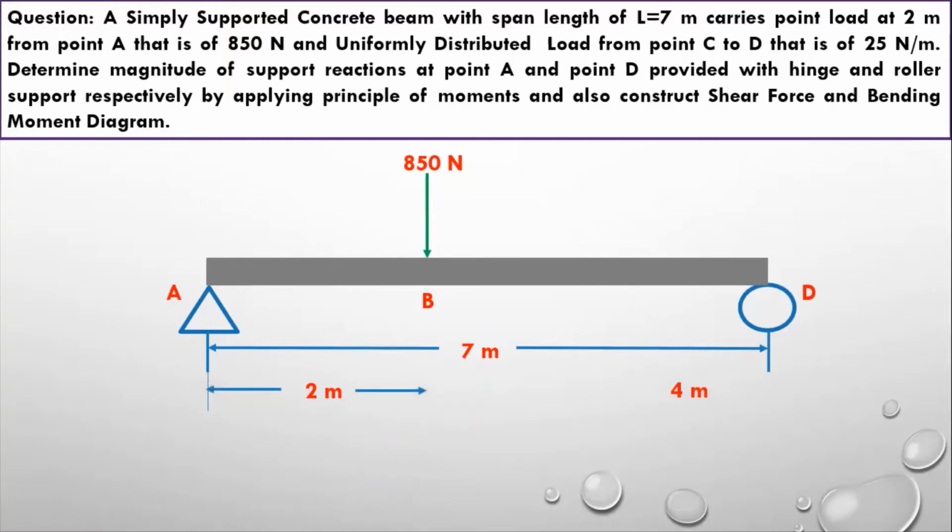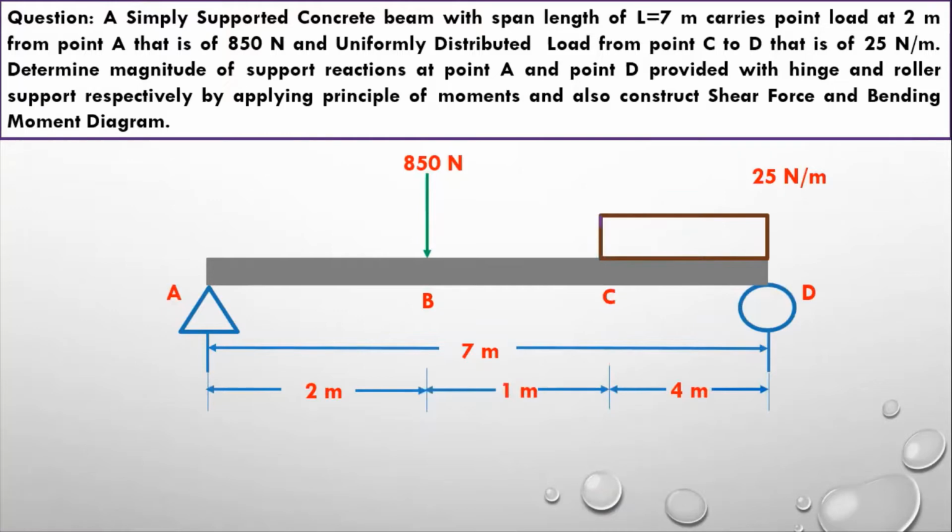Then we have to show you the span lengths here. So here, you can see there is 1 meter. From C to D we have a uniformly distributed load of 25 Newton per meter, and the length from C to D is 4 meters, and 1 meter from B to C. So now we are moving towards drawing the free body diagram of this.